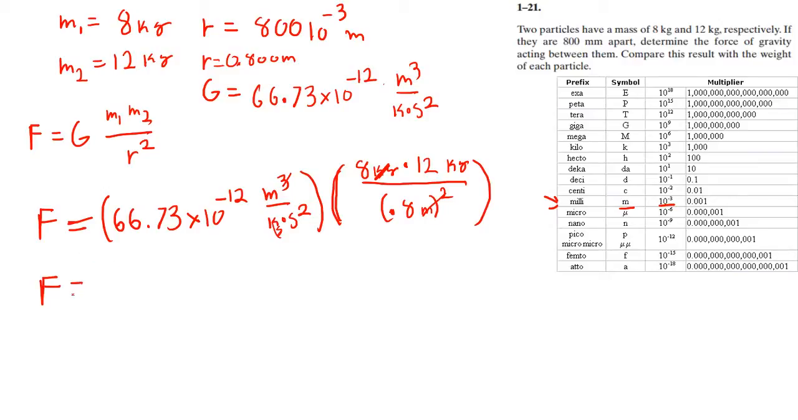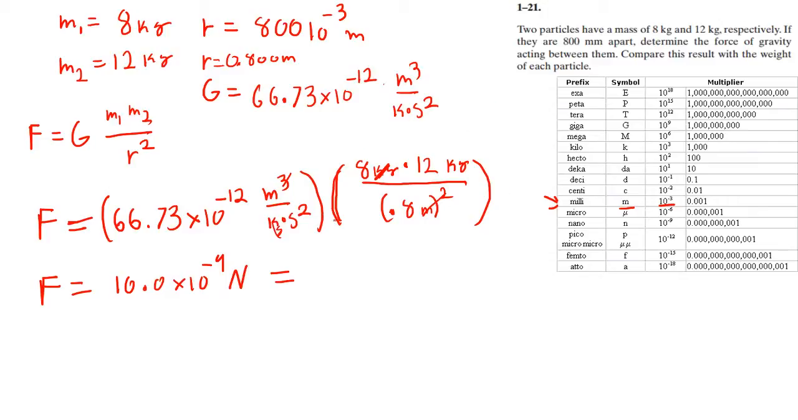And then for your answer, once you plug in 66.73 multiplied by 10 to the negative 12, multiplied by 8 times 12, all over 0.8 squared, your final answer is going to come out to be 10.0 times 10 to the negative 9th newtons. Now you might be thinking that's pretty small, because, well, it is pretty small. And watch, this only gets better.